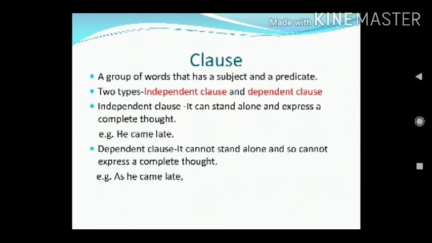There are two types of clauses, independent clause and dependent clause. An independent clause has a subject and a predicate and it can stand alone and express a complete thought. See this example, he came late. It has a subject and a predicate and the idea is complete, so it is an independent clause. What is a dependent clause? A dependent clause has a subject and predicate, but it cannot stand alone and so cannot express a complete thought. Take this example, as he came late. It's not complete, so it is a dependent clause.